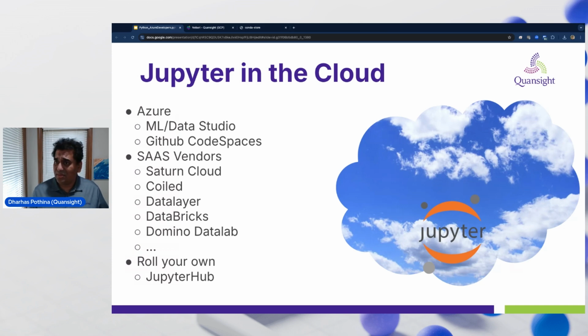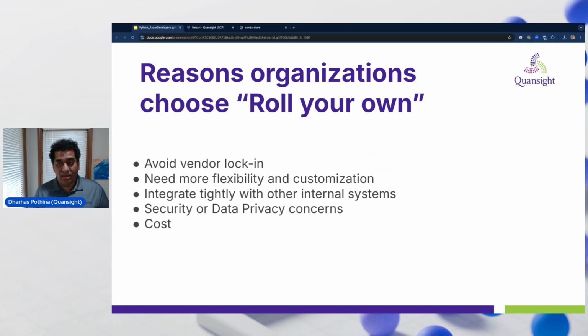There's actually lots of great ways to use Jupyter in the cloud. In Azure, I did a quick Google. You've got Codespaces, which you just heard a lot about. You've got Azure Data Studio, ML Studio. There's lots of SaaS vendors like Saturn Cloud, Data Layer, Coiled, Databricks, Domino Data Lab. These all give you one-click Jupyter notebook access in the cloud. Or you can install everything yourself. And today we're going to talk about the last one, roll your own. Let's install Jupyter, and specifically JupyterHub, and let's talk a little bit about that.